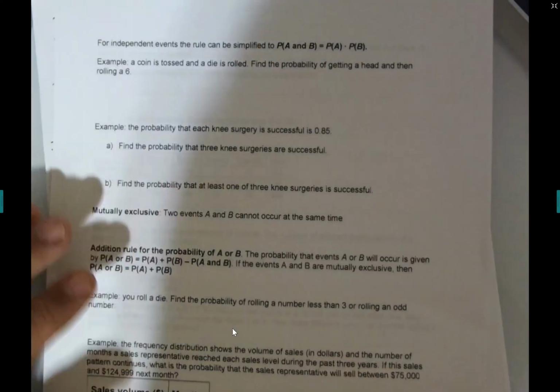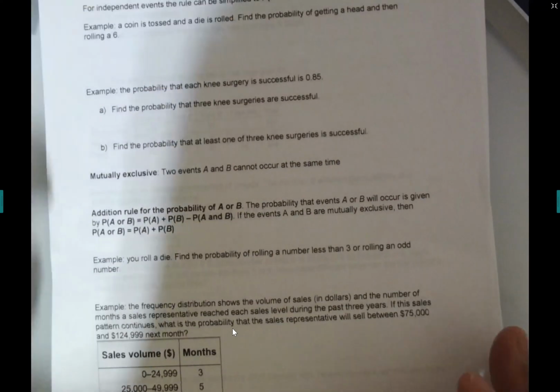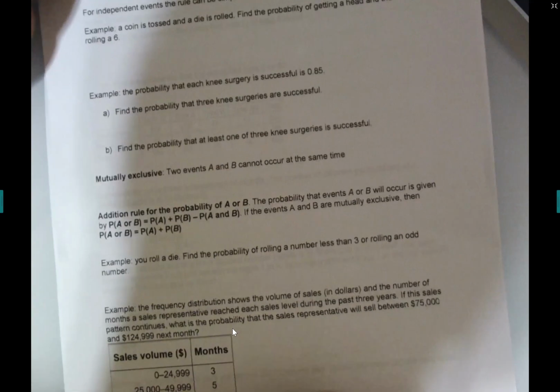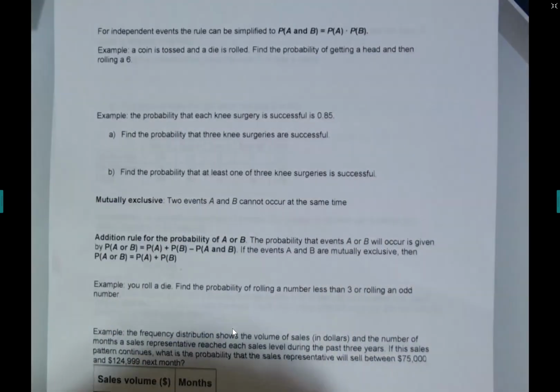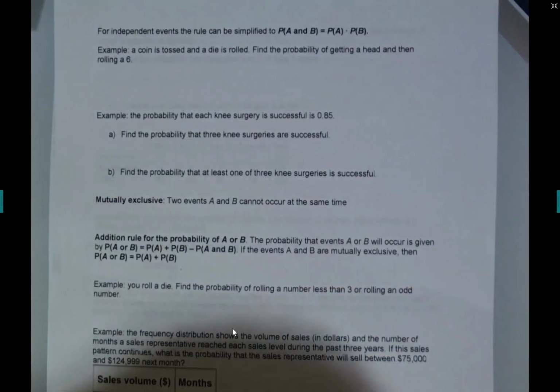Okay. If two events are independent, guys, I'd like you to memorize this formula. This is a very, very important formula. I mean, you'll have access to it always. If two events are independent, the probability of A and B together happening is the probability of A times the probability of B. And I'm going to show you an example and how to use this formula.